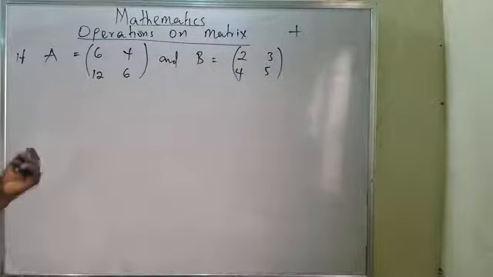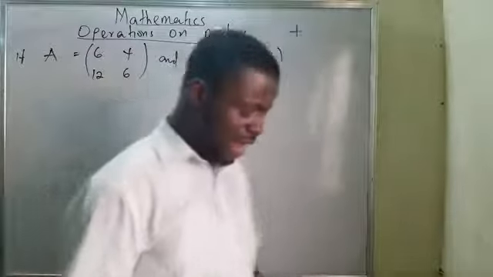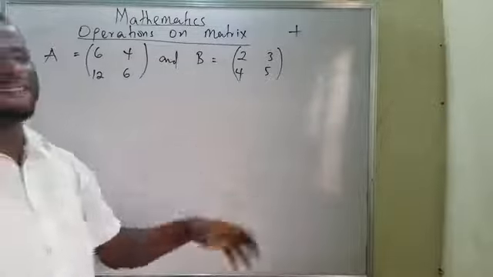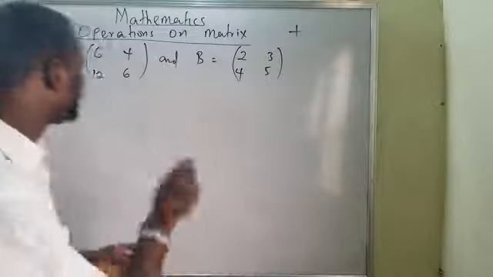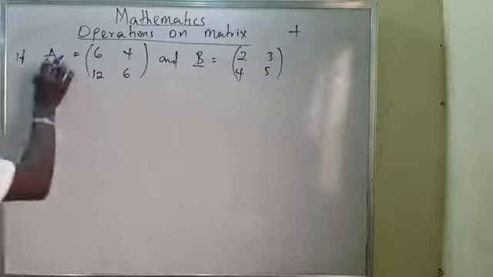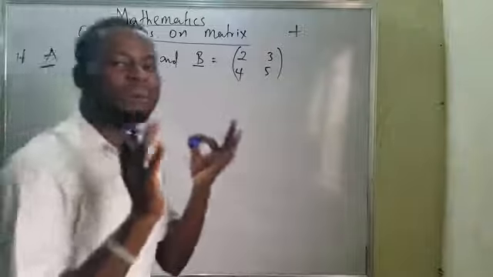Now is a square by. Before you add any matrix together, you must check the order of such matrices. Very, very important: their order must be the same. Look at this A and B. Both of them are 2 by 2 matrices. Now, at this point, you can perform your operation.